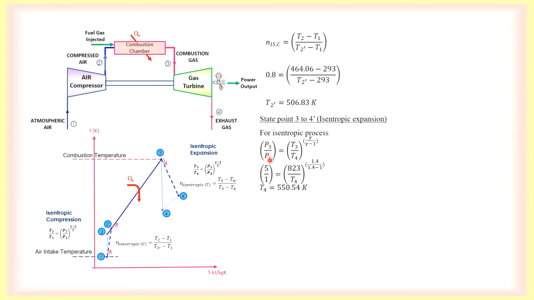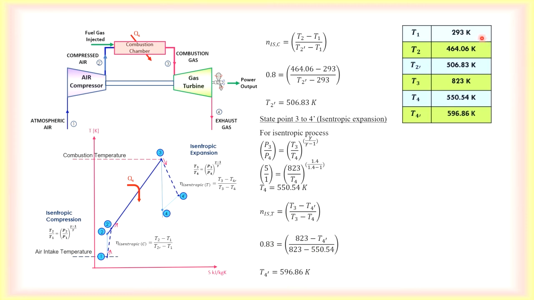Okay, with a pressure ratio given as 5 to 1. So you see the difference here, these two. The pressure ratio 5 to 1, the T3, that is the maximum temperature, is given, which is 823 K. So we find out the T4, 550.54 Kelvin. Then isentropic efficiency for turbine here is given as 0.83. So we have T3 given, T4 found, then we can find T4 prime. Then list all the temperatures that we have found.